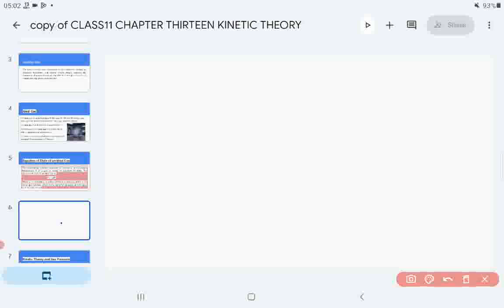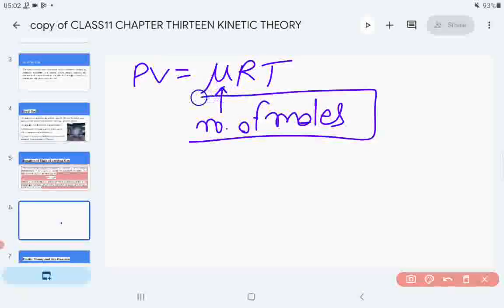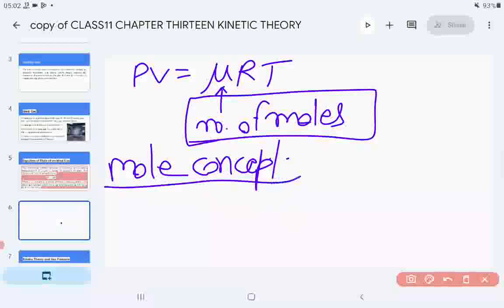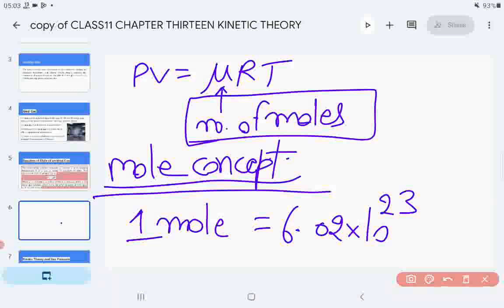See, the ideal gas equation, which was the work of Clapeyron, is PV equals mu RT. Here mu is the number of moles. Before going ahead, let me recall what the mole concept is. The mole concept is related to the scientist Emilio Avogadro. If you take 1 mole of any substance, the value of 1 mole is 6.02 times 10 raised to the power 23. You all know this very well.